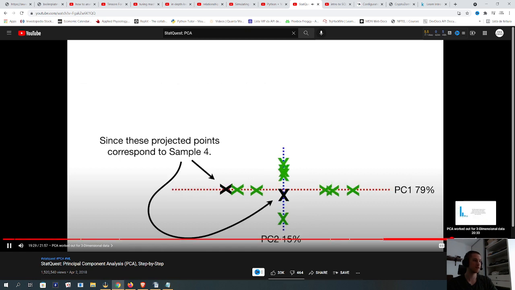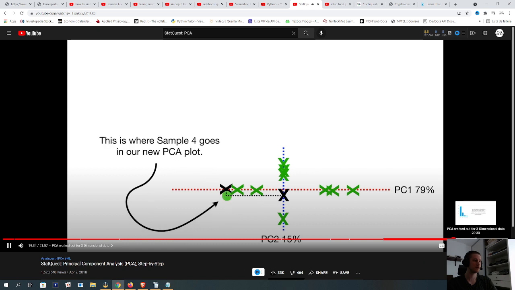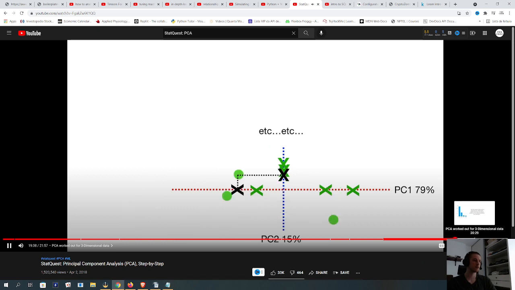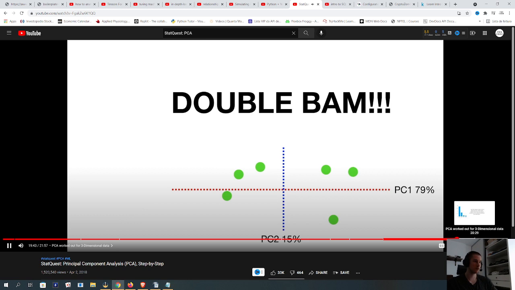Since these projected points correspond to sample 4, this is where sample 4 goes in our new PCA plot, etc., etc., etc. Double bam!